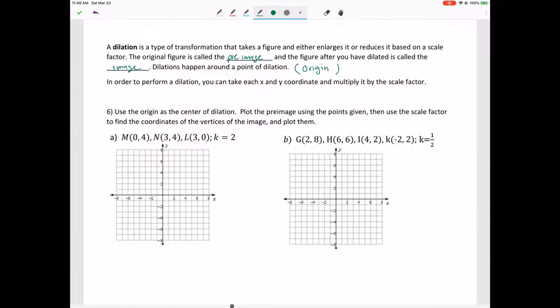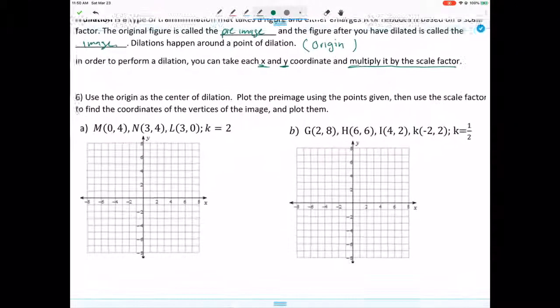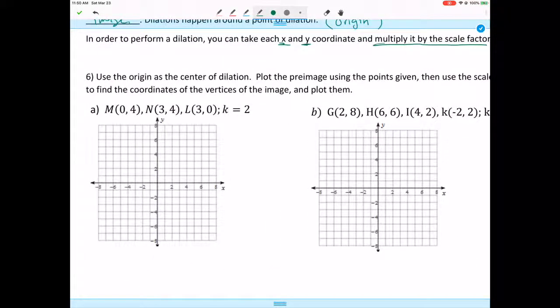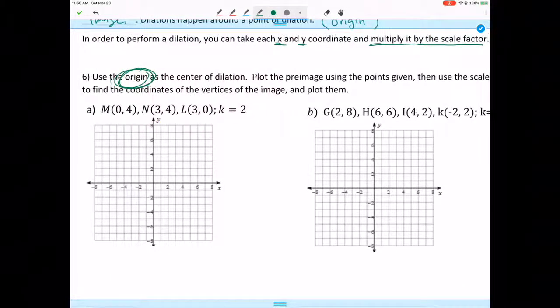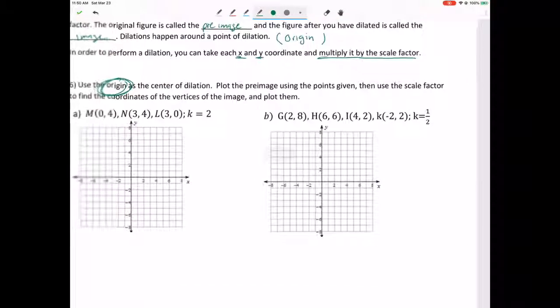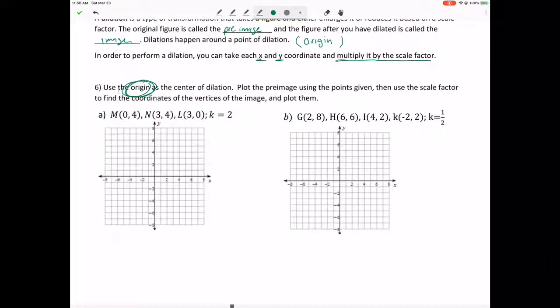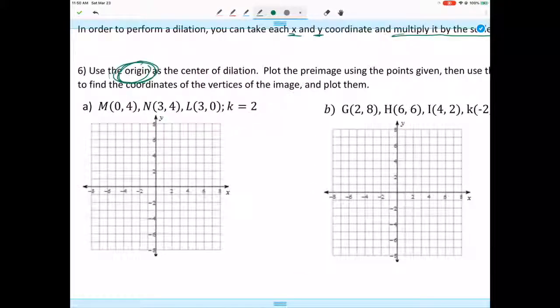Okay? In order to perform a dilation, you can take each x and each y coordinate and multiply it by its scale factor. Okay? So it says in 6, use the origin, which is very important. Otherwise it would be more difficult. Use the origin as the center of dilation. Plot the preimage using points given and then use the scale factor to find the coordinates of the vertices of the image and plot them.